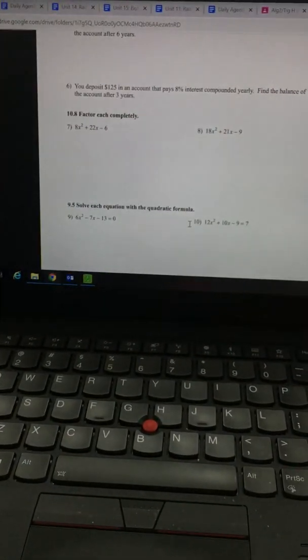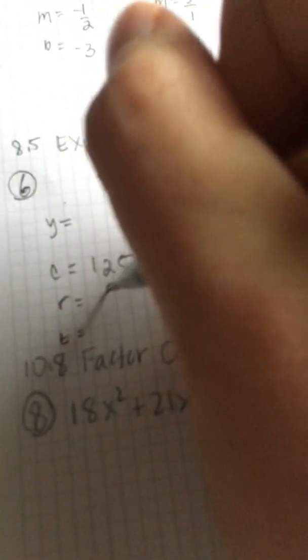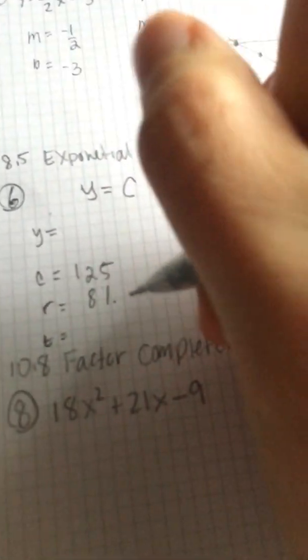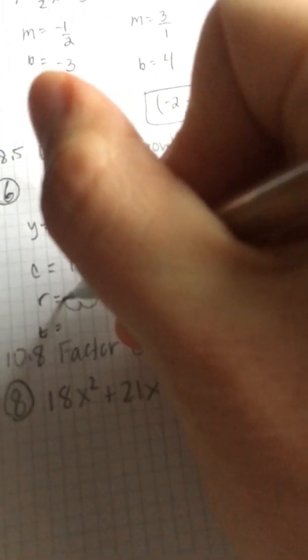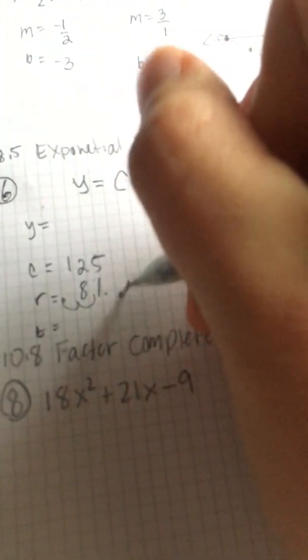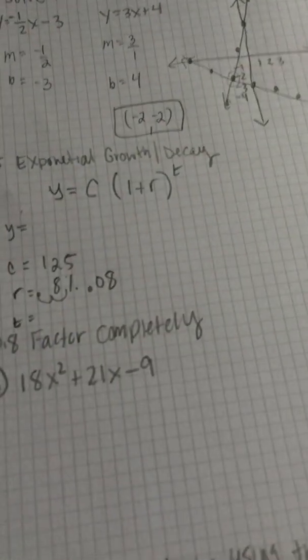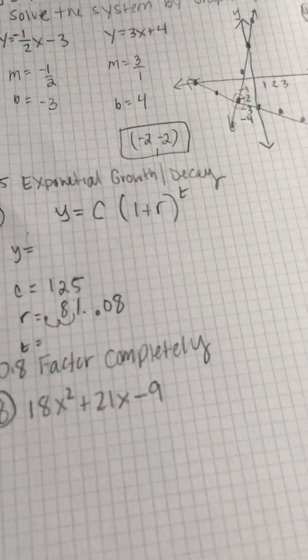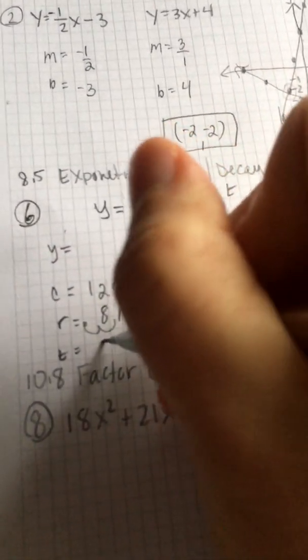We know that the rate is always the percent in the problem, and in this problem we have 8%. Now we have to convert that to a decimal. We have to move 2 places because we know mathematically we can only use decimals within the problem. And then it said find the balance after 3 years. So my time is going to be 3.